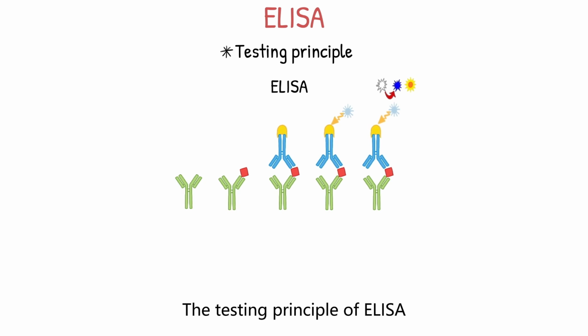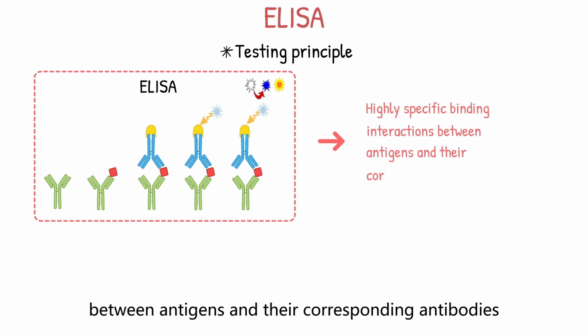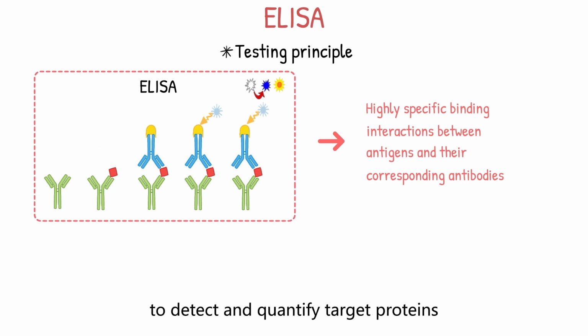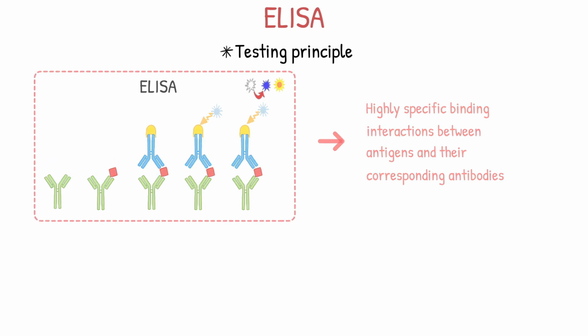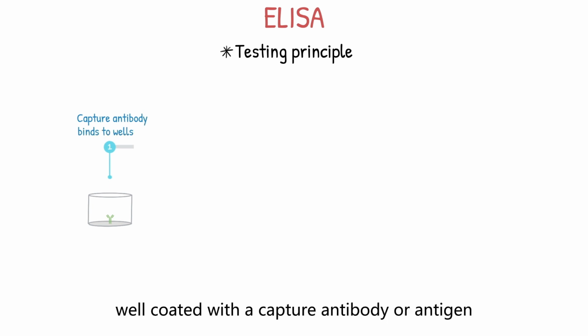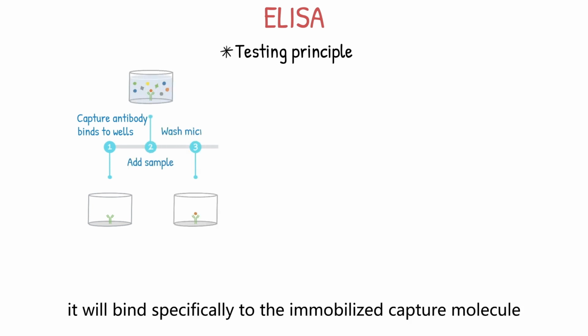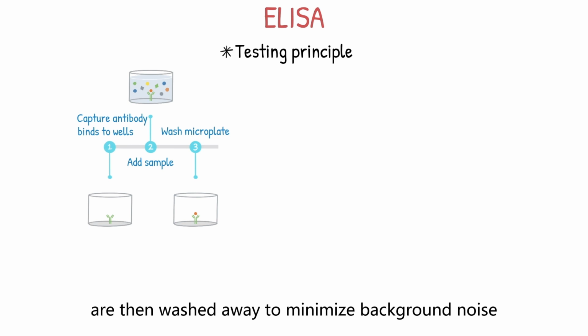The testing principle of ELISA is based on the highly specific binding interactions between antigens and their corresponding antibodies. The assay leverages the affinity of these immune molecules to detect and quantify target proteins, antibodies, or antigens in biological samples. In an ELISA, a sample is added to the microplate well coated with a capture antibody or antigen. If the target molecule is present in the sample, it will bind specifically to the immobilized capture molecule. Unbound components are then washed away to minimize background noise.